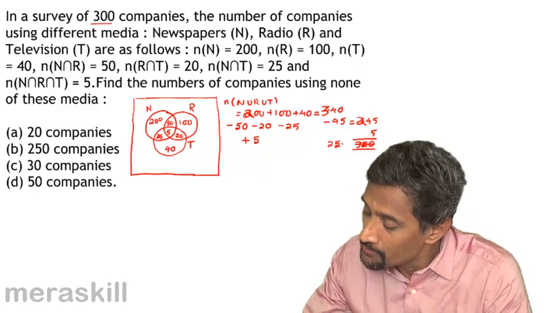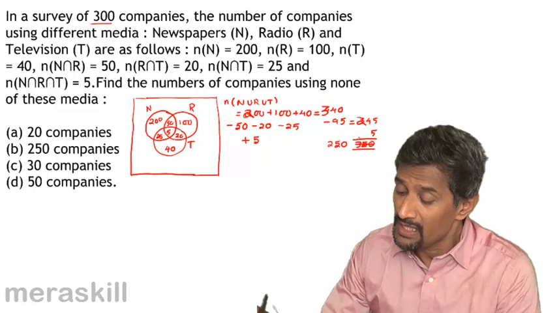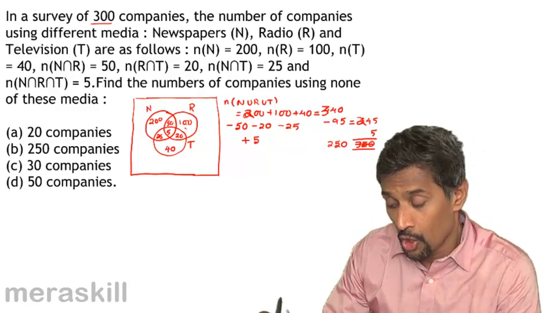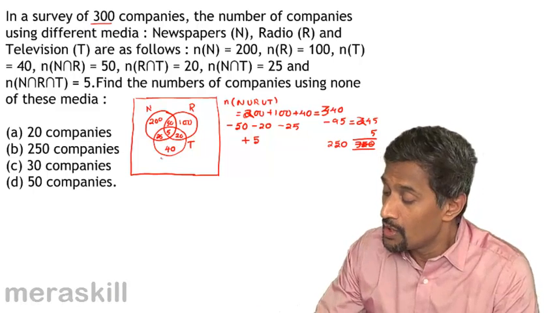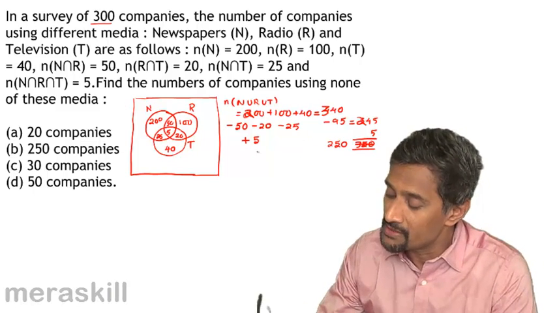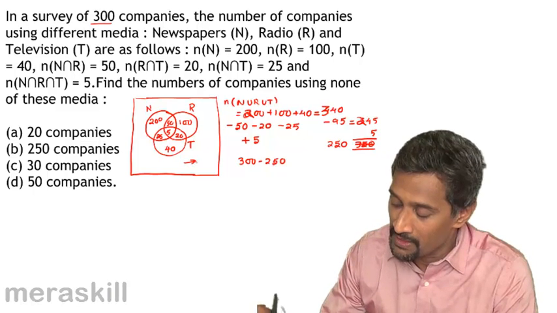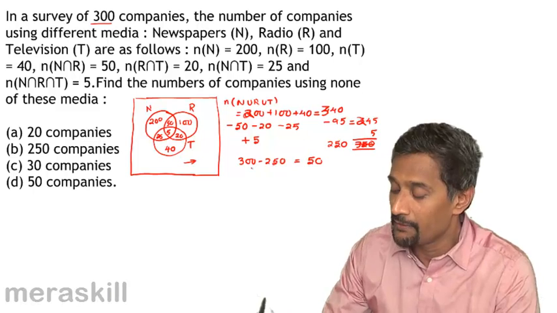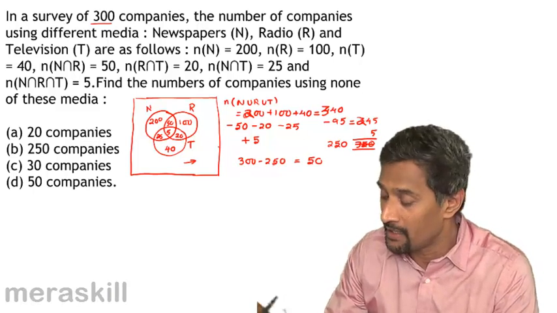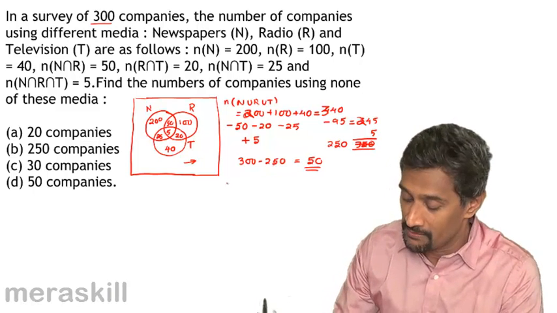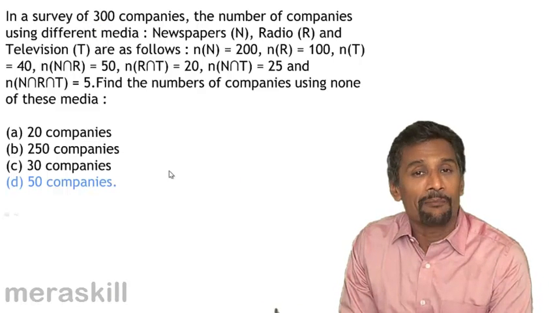That is 250. So 250 of these companies either use newspaper or radio or television, or some may use even 2. So how many use none of these media? It's going to be 300 minus 250. That is, this part is what we are asking about. So 50. If out of 300 companies, 250 use at least one of these media, 50 use none of these media. So there will be 50 companies which will be using none of these media.